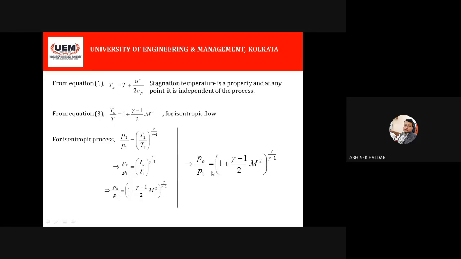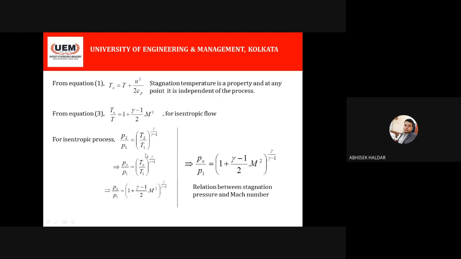Basically, this is the relation between the stagnation pressure and the Mach number. Take a note of this equation, because it may be required in between while you solve any problem for any compressible flow. P0 by P1 is equals to 1 plus gamma minus 1 by 2 into M square whole to the power gamma by gamma minus 1. Up to this, clear? Yes, sir.